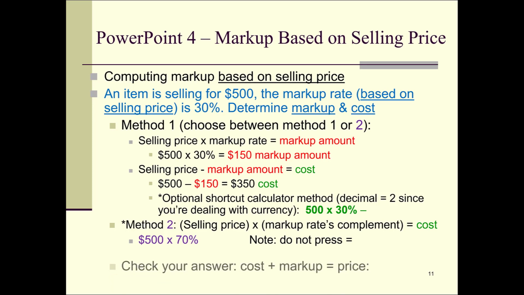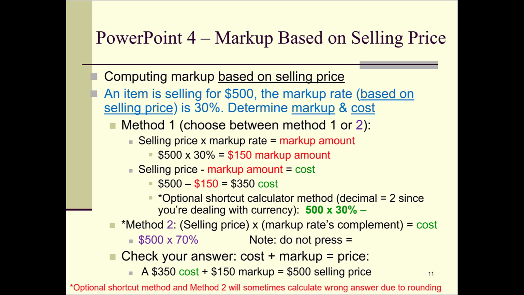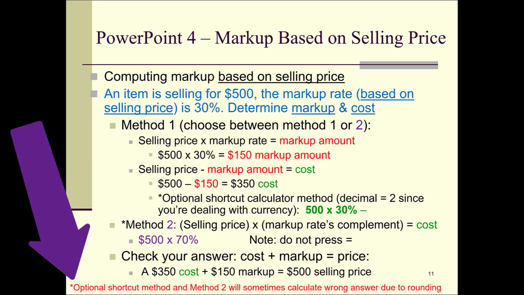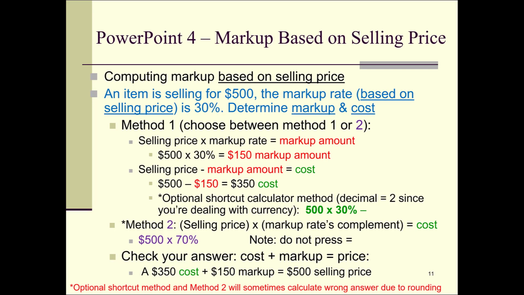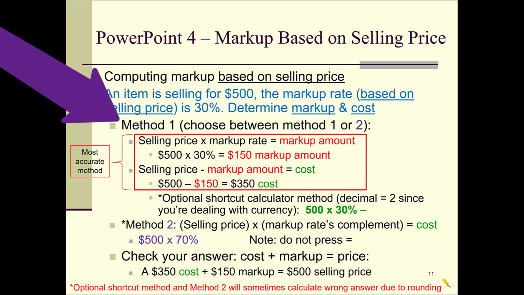So double check your answer. To double check your answer, it's cost plus markup equals the price. So $350 plus $150 gives us the $500 selling price. And notice the red warning at the bottom: the optional shortcut method and method 2 will sometimes calculate the wrong answer due to rounding. So you might be a penny off there. So I recommend you calculate it this way on the test.